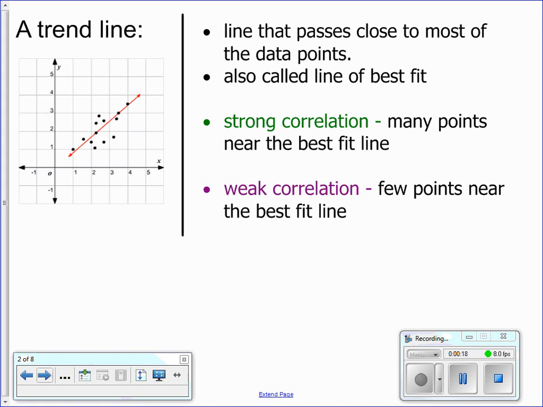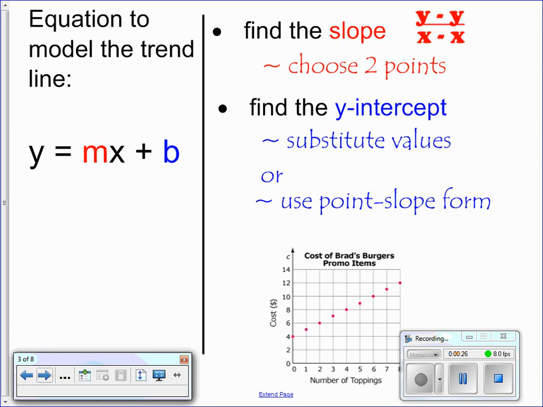A strong correlation means that a lot of the points are near the best fit line, and a weak correlation means not so many. An equation to model this trend line is y equals mx plus b. So the first thing you have to do is find your slope: y2 minus y1 over x2 minus x1.